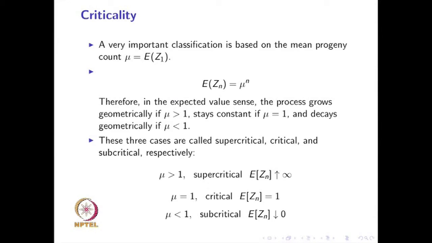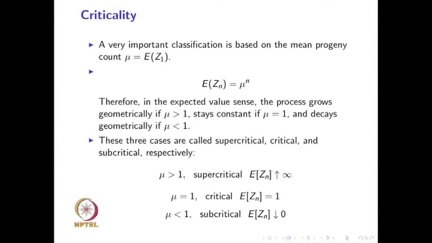Now we are going to discuss criticality. A very important classification is based on the mean progeny count, mu equal to the expectation of Z1. You know that the expectation of Zn is equal to mu power n. Just now we have proved it in theorem 1.